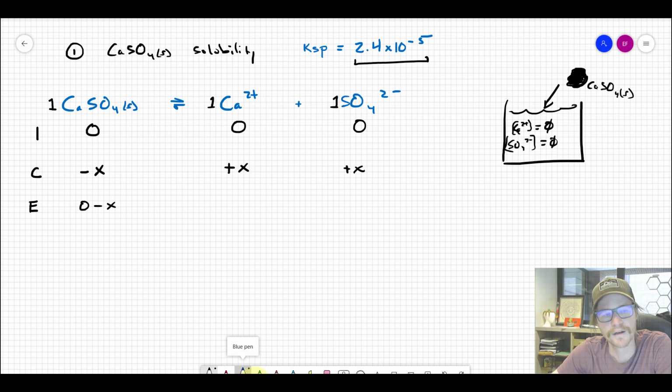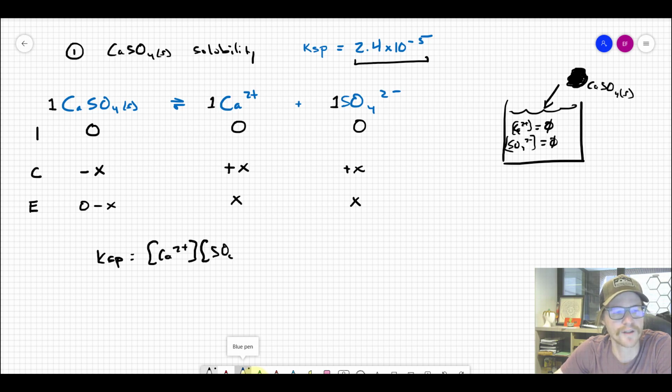This actually won't matter because calcium sulfate doesn't factor into the equilibrium because it's a pure solid, but it can be helpful if we do know how much of the mass we started with, how much will dissolve. So we'll have X at equilibrium, and we'll have X at equilibrium for sulfate as well. So we can punch this into the equilibrium expression, which we know to be KSP equal to the concentration of the products of the ions, being calcium concentration and sulfate concentration.